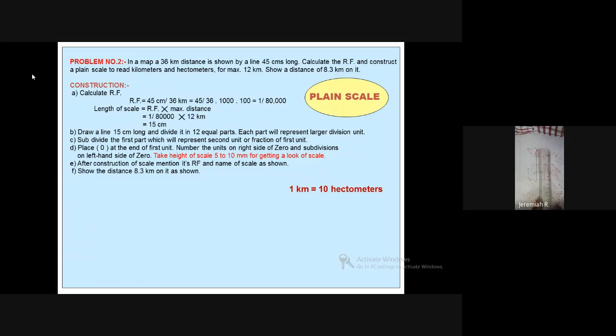So here, 1 kilometer is 10 hectometers. Should we mention hectometers and yards on the scale? Yes, you have to mention that here, on this side, the left side.